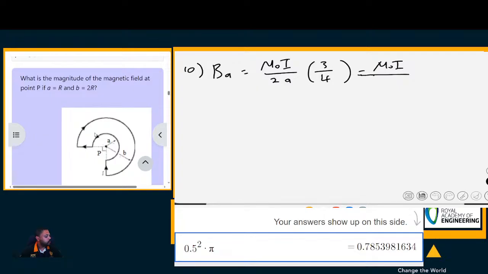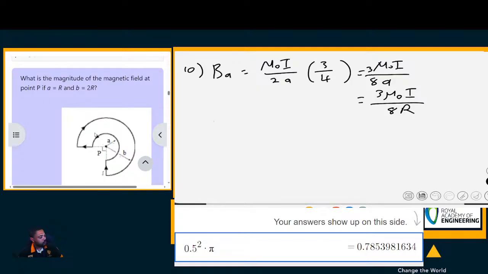So there's a 3 on top and then 4 at the bottom. 4 times 2 is 8a. So 3 mu naught I over 8a. Now that is just 3 mu naught I over 8r. Why do I write r? Because a is equal to r.